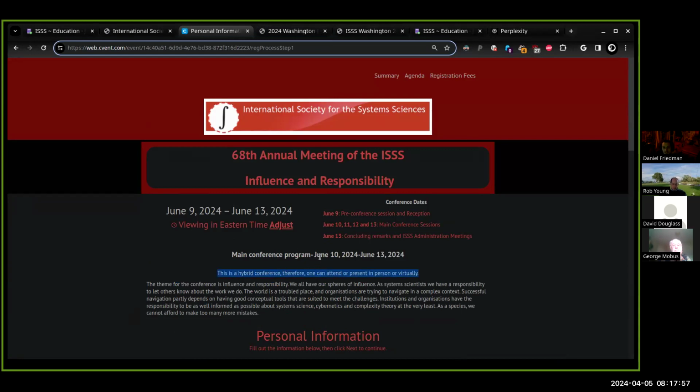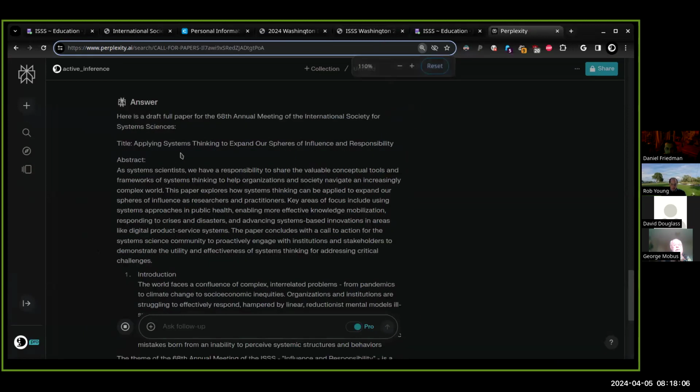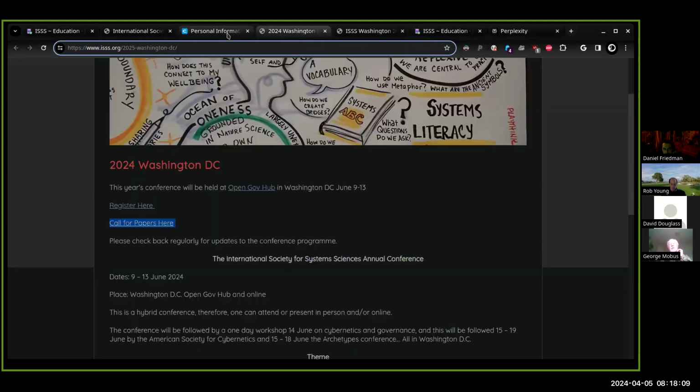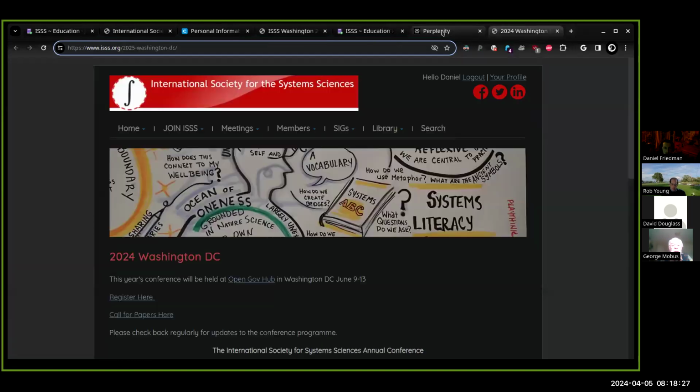Could be a hybrid conference because we could just be walking around live streaming the whole thing, but not hybrid in the sense of participants giving their presentations via Zoom or something. I don't know anything about the planning of this or what the structure is going to be. Well, that's what it says. It says this is a hybrid meeting, therefore one can attend or also present. The URL is wrong. The URL is 2025.